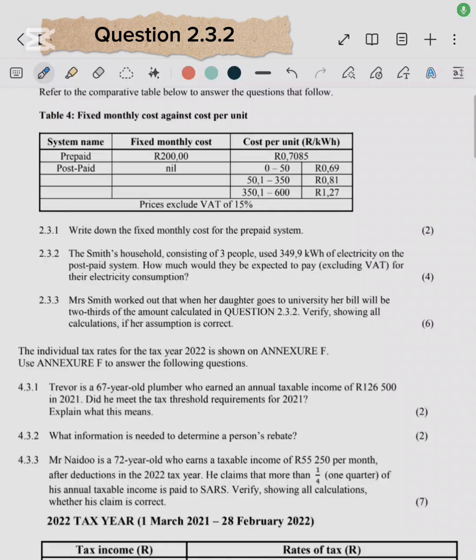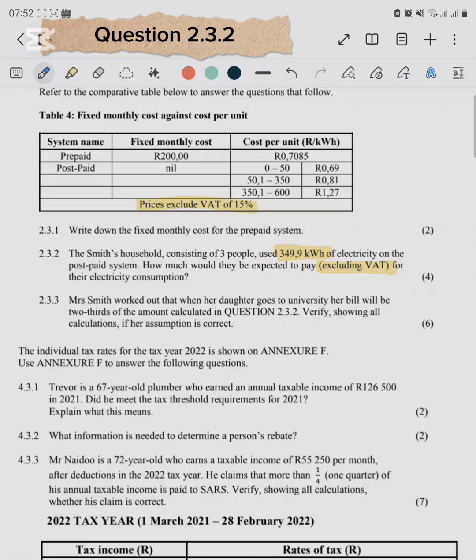The second question there is asking about the Smith household with 3 people, and they tell us they use 349,9 kilowatt hours of electricity. And they want to know the cost without VAT. So the fact that they're saying that they want it excluding VAT, we need to go and check, does the price include or exclude VAT? And it tells us in the table there it's without VAT. So that means you don't actually have to do anything with the question there regarding the VAT.